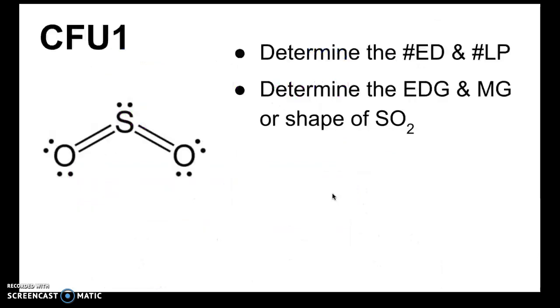Now let's try some CFUs. So for our first CFU, you have the structure here of SO2. I want you to determine the number of electron domains and lone pairs first in SO2. And then determine the electron domain geometry and molecular geometry of SO2. And I drew it in this VSEPR structure so that you can determine it just by looking at it and not having to use the VSEPR chart. But you're welcome to use the VSEPR chart if that's helpful. All right, so pause the video now and do your work on separate scratch paper. When you press play again, the answer will be revealed.